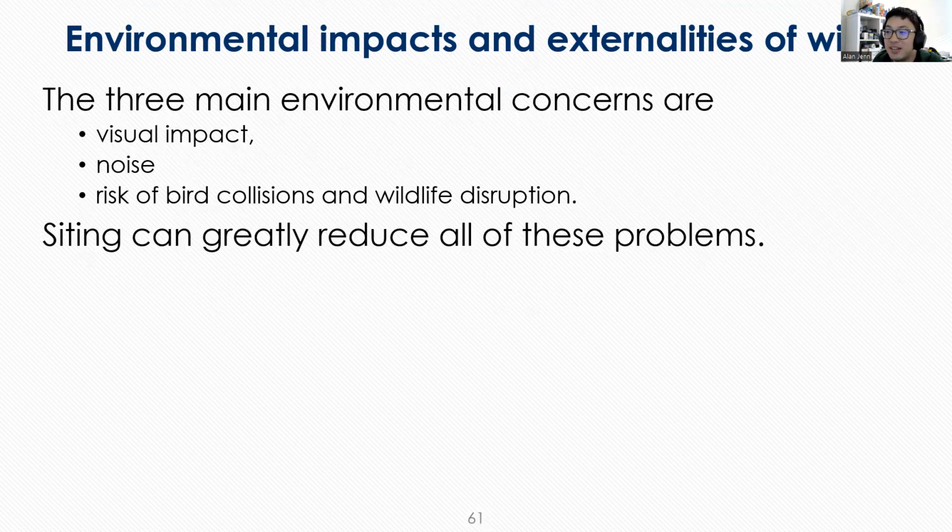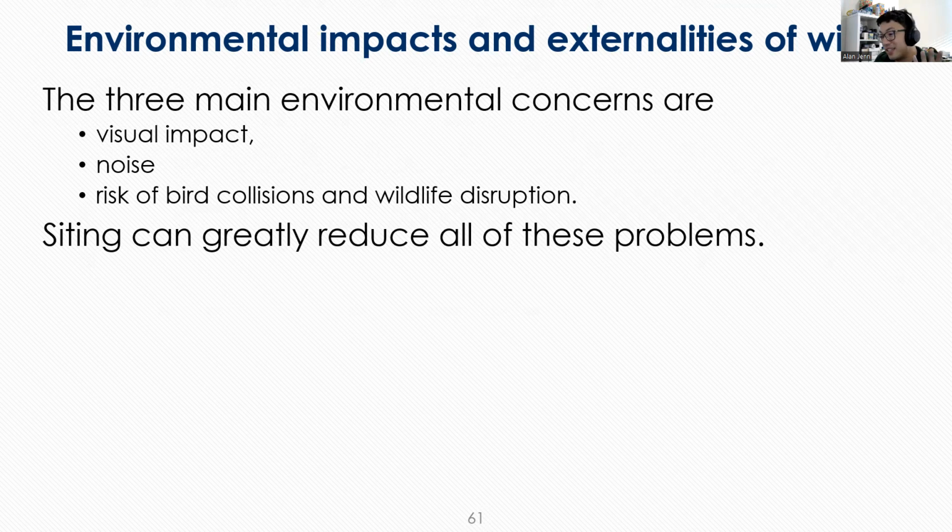Environmental impacts and externalities of wind, the three main environmental concerns: visual impact, noise, risk of bird collisions and wildlife disruptions. So important things to consider, right? So people often cite this thing about birds getting killed by wind turbines, which is a real impact that you see. But people don't talk about things like the impact on birds from coal plants, which is actually even higher than a wind turbine.